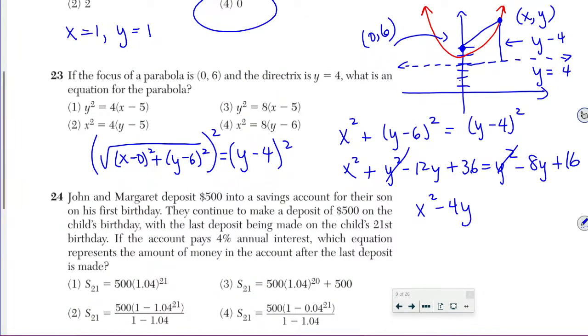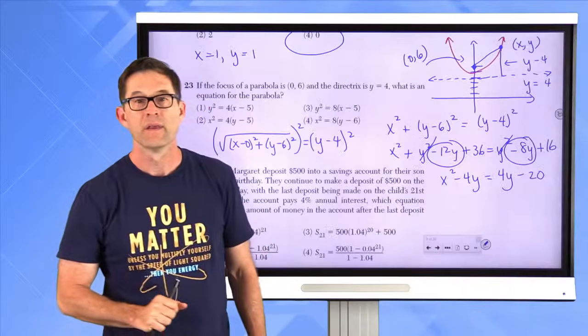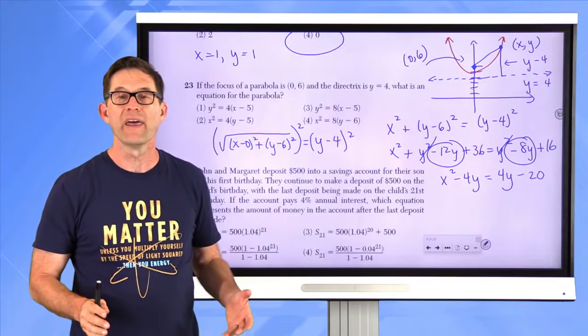4y. I think what I'll do is bring everything else over to the other side. So I'm going to bring that 12y to the other side, which would make it into a 4y. Negative 12y, negative 8y, positive 4y. And then if I subtract 36 from both sides, I'll have a minus 20 there. So what do I end up getting here?